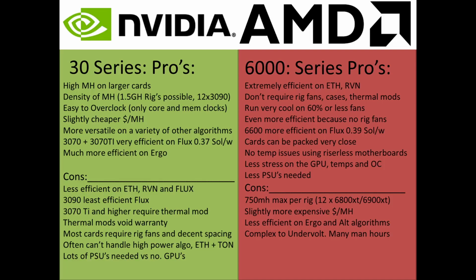Next up, they're complex to undervolt. If you don't know how to undervolt them and you just never do it properly, then you're not going to get any of these efficiencies. Like I can claim all the numbers I like. If you buy one of these cards and then you don't undervolt it properly, you have it set on something else, it's obviously not doing the numbers that I'm claiming, so you have to actually put in the work to get these results. And yes, it does take many man hours.